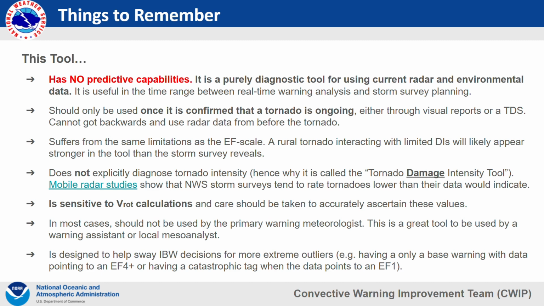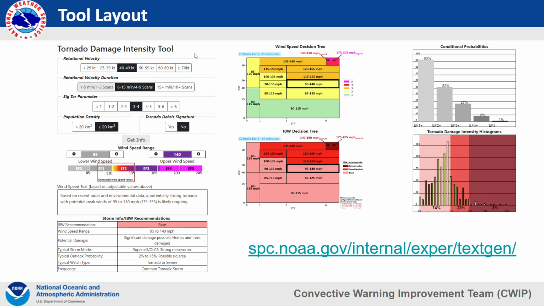And given the workload with this tool, it should not be used by the warning meteorologist. This is a great tool to be used by, say, a warning assistant or a local mesoanalyst, and really is designed to, again, sway those IBW decisions for primarily the more extreme outliers, like say having only a base warning when the data in this tool would suggest an EF4 or greater tornado, and vice versa, like say if you have a catastrophic tag and the data is pointing more towards an EF1 tornado.